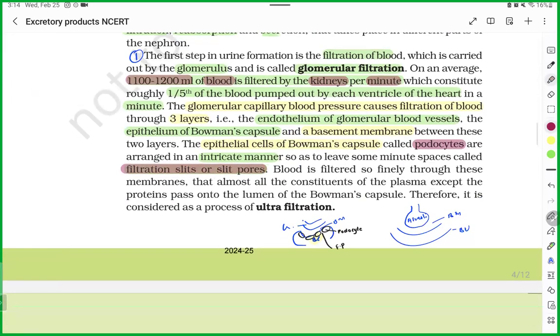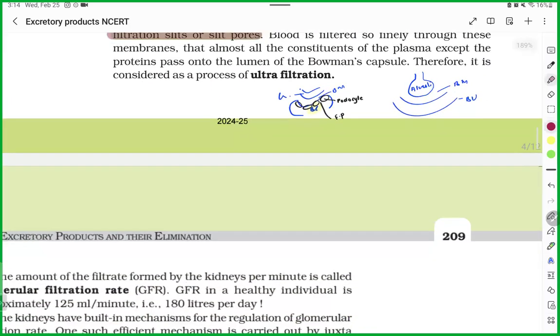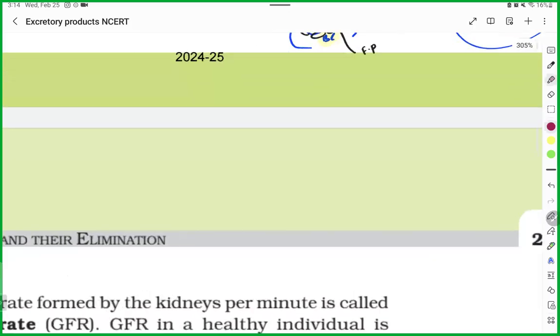This blood is filtered so perfectly. My internet almost cut out. Can you just explain what you were saying? I was there till you said basement membrane between these two layers.